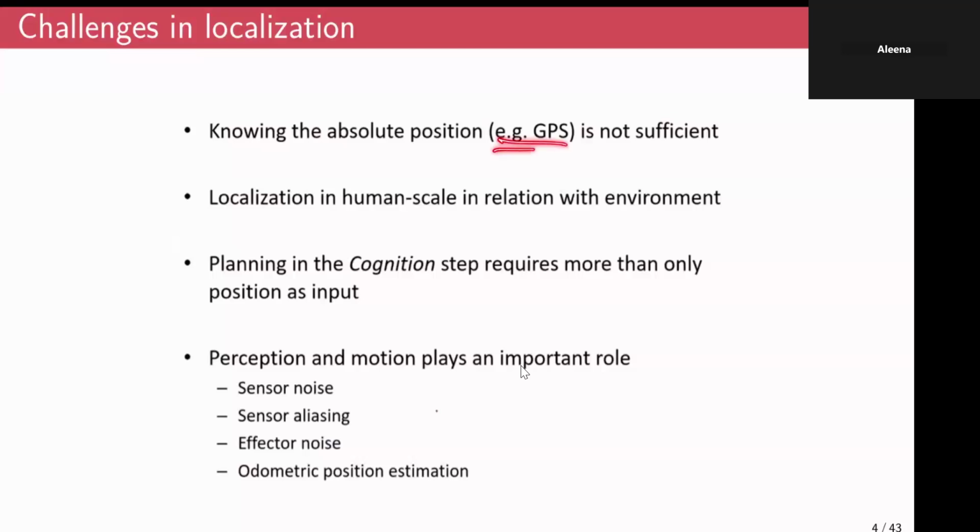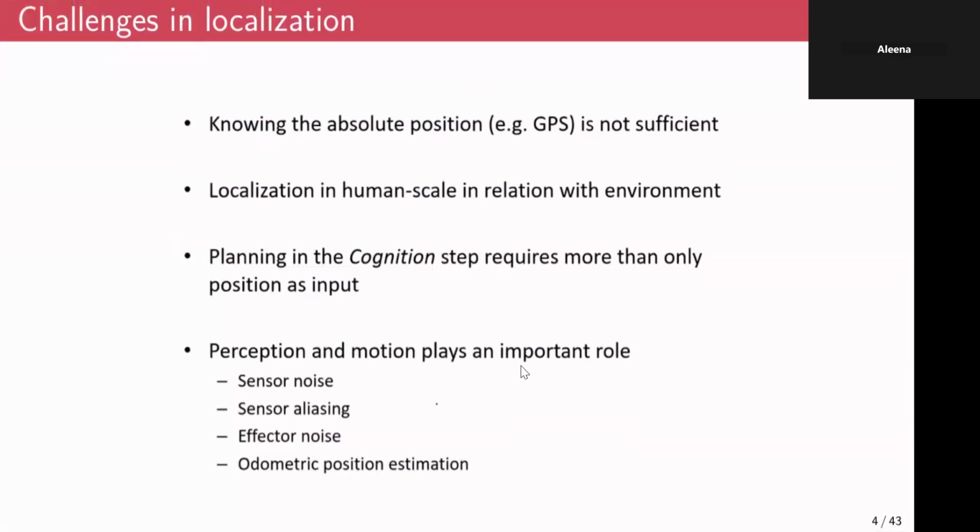So that is not an option. And yeah, the second option is localization at human scale in relation with the environment. A human scale is very small, right? It's much smaller than the uncertainty radius of the GPS. So in the case of mobile robot localization, it has to be at a scale that is relevant to a human scale, or how much a human moves, or how finely a human being can move within an environment.